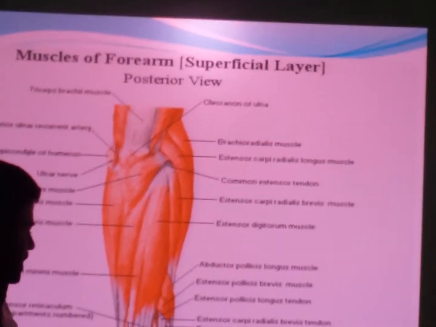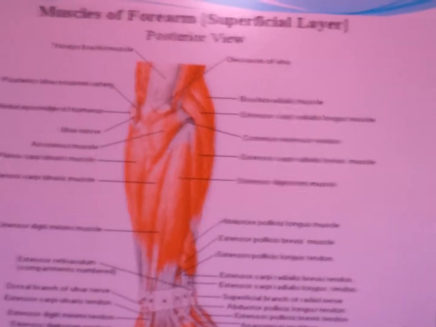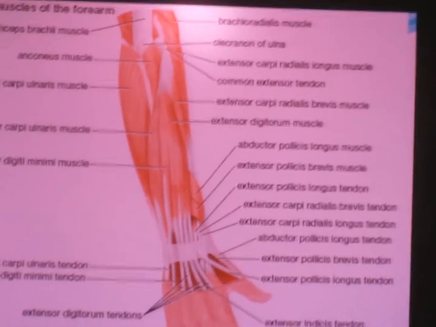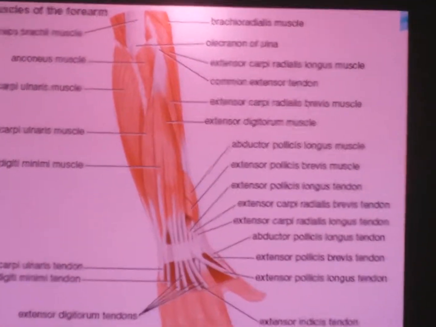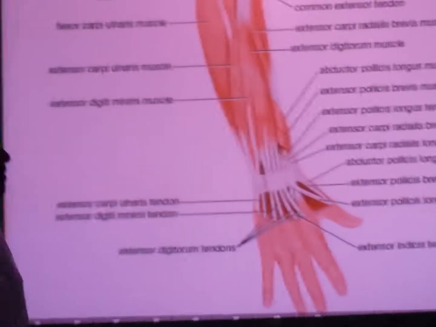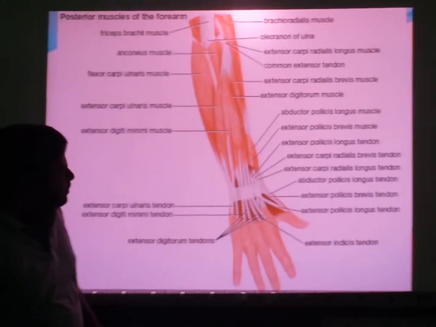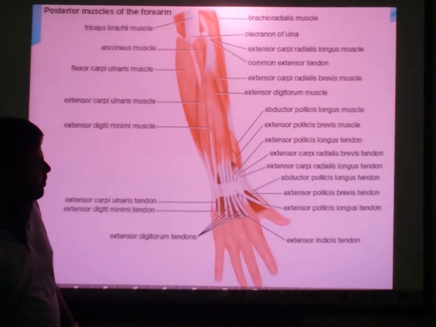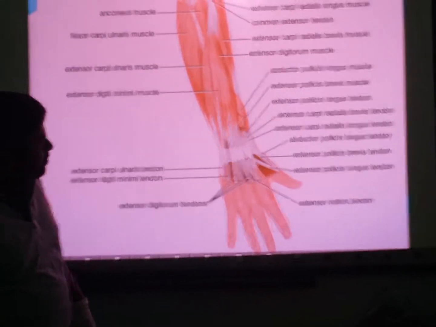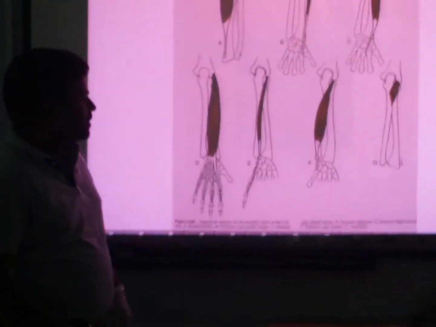Yes, this one, extensor indicis, is very deep, only the tendon is seen. This is one more picture showing the same muscles that I explained. This is again one more picture showing the individual muscles.